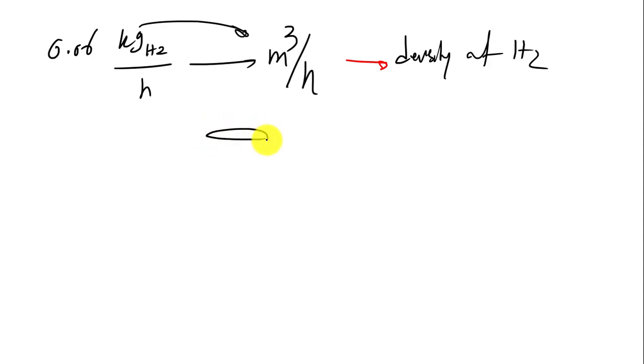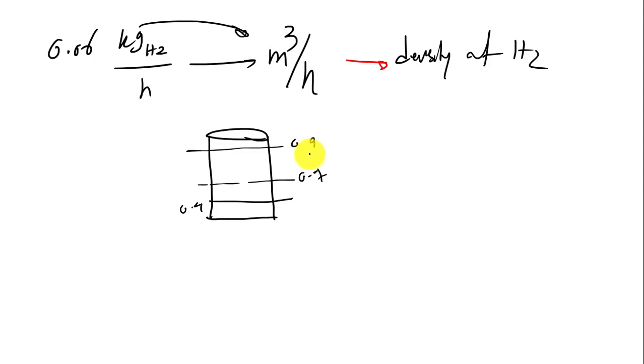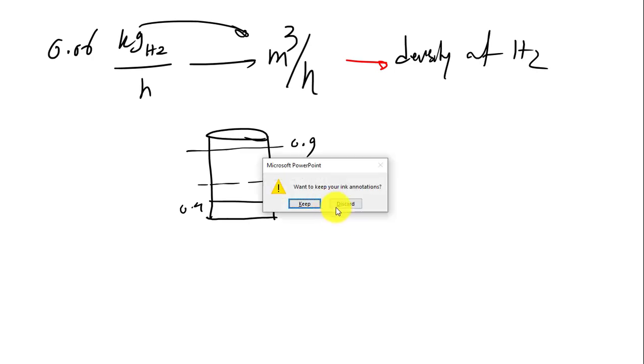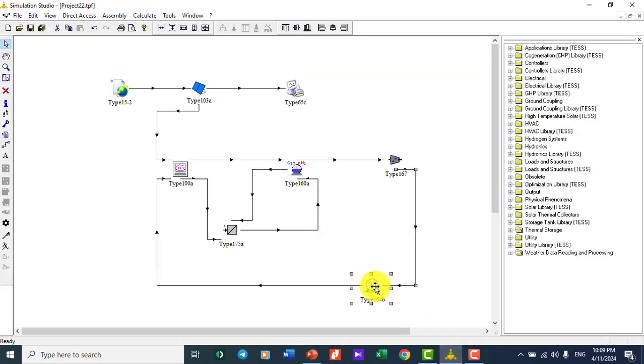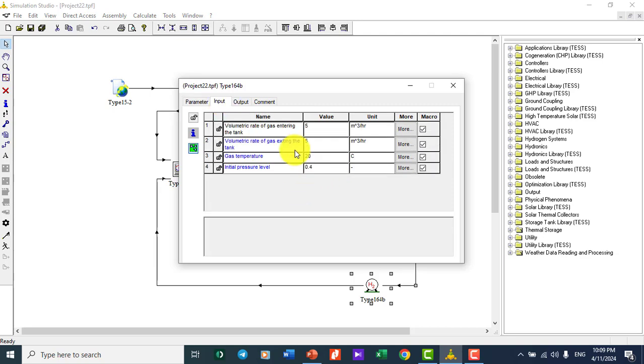Because let's say that I have the hydrogen tank here. This is the tank, hydrogen tank. Okay, so the limit for the hydrogen tank was 0.4. As you can see here, 0.4, 0.4. This is the minimum one, but the signal was from 0.7 and 0.9 according to that one that we have, initial pressure level. Let me show you this one here. You can just click on this one here to the input. Your initial pressure level is 0.4.